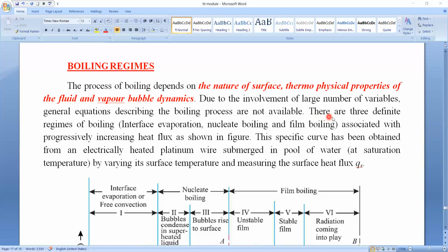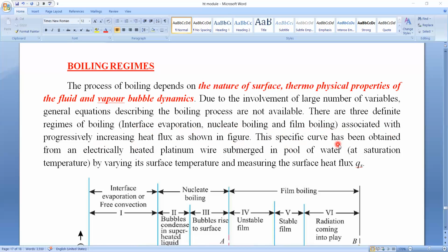There are 3 definite regimes of boiling, so you have to remember these 3 different regimes. The first one is interface evaporation, the second one is nucleate boiling, and the third one is film boiling. I repeat, the interface evaporation, which is also known as the free convection zone, the second one is nucleate boiling, third one is film boiling. These are associated with the progressive increase in the heat flux, which will be shown in the graph.